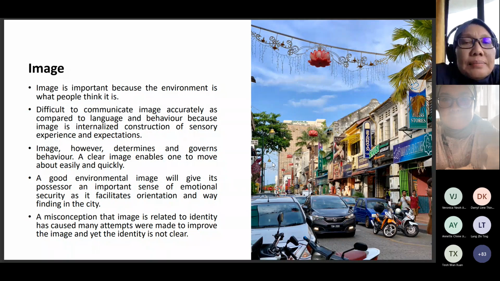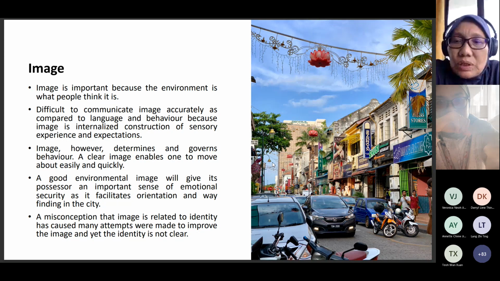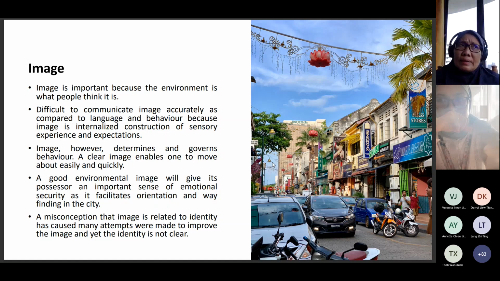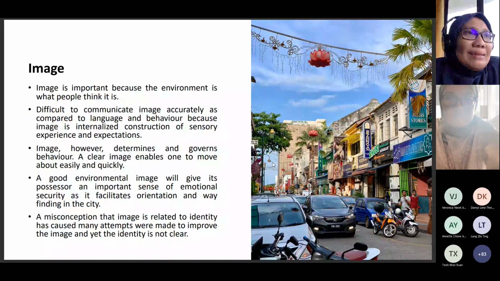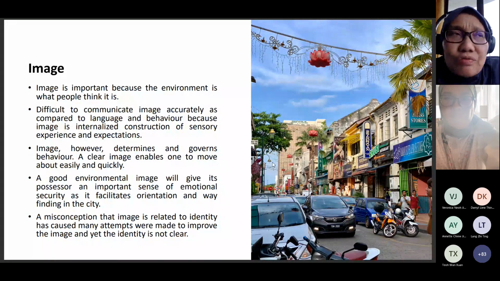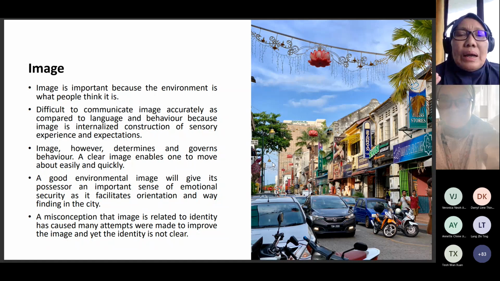Okay. Like I said just now, image is the internalized construction of sensory experience and expectations, and it determines and governs behavior. So the image people have of the place will govern their behavior, and a clear image enables one to move about easily and quickly. A good environmental image will give its possessor an important sense of emotional security, because it facilitates orientation and wayfinding in the city. Can you imagine if you lived in a town or city where every day you get yourself lost? You can't find your way around every day. You'd go mad, because it's a routine task, and you would end up finding the environment so confusing. So it's very important for us to design a city that has a clear image, because that will help people's sense of emotional security.